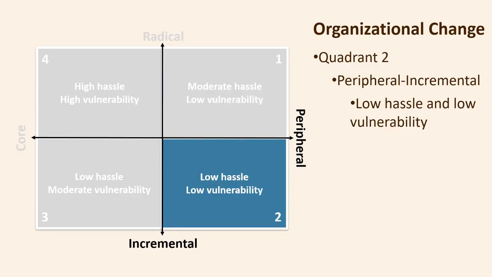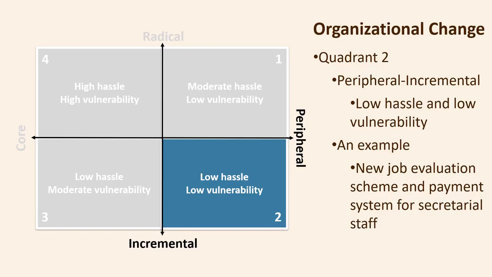In Quadrant 2, in the lower right corner, change is perceived as incremental, but the change is also perceived as peripheral to the primary task of the organization. The hassle factor is probably low. The changes are likely to be reversible, or at least capable of adaptation to meet specific complaints and interests. The personal vulnerability for the change agent is, therefore, likely to be very low.